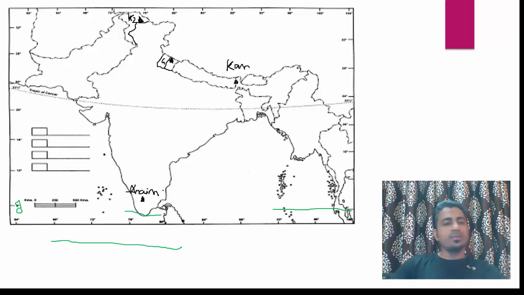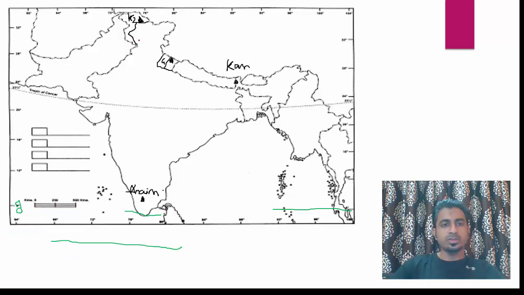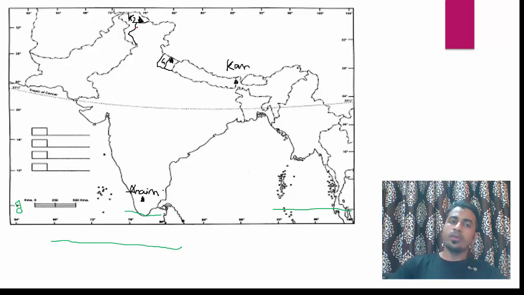Now moving on to the next thing, which is our ranges. Okay, so for ranges you will have to use brown color. I am using red color, because brown is not available currently in this slide. So the Karakoram range is also at the same place where K2 is, because K2 is part of the Karakoram range. So I have given you one more piece of information, you have to remember this.